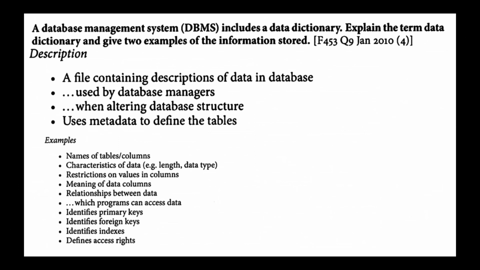So if you do 2 examples maybe, that might just help you out a bit more. So it identifies primary keys, identifies foreign keys. So there are 2 separate things. So name of tables and primary keys, I'll probably try and remember.